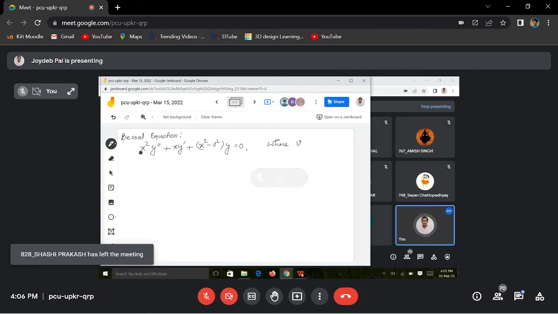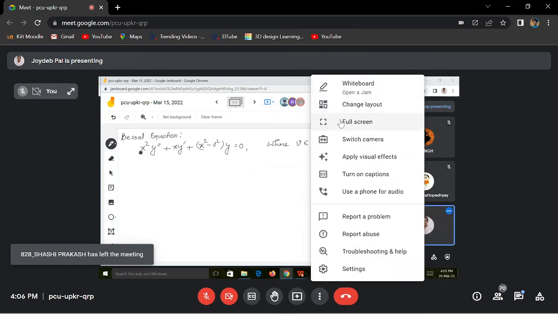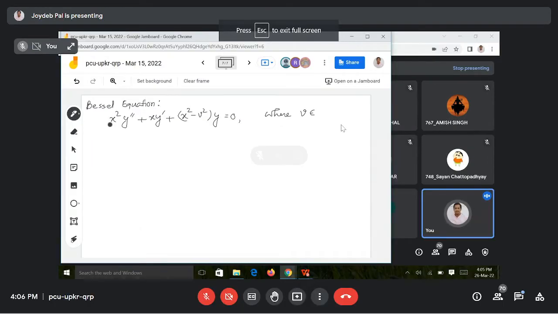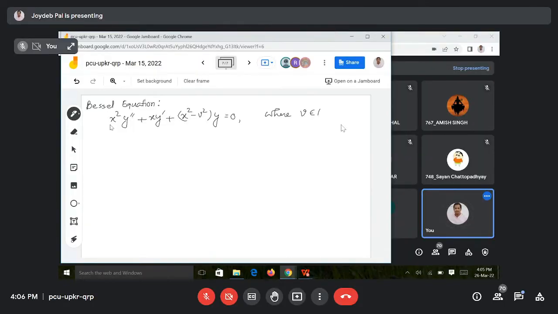that nu belongs to any positive real number. So I can write R plus union 0. It means nu is a positive real number and maybe 0. R plus means the set of all positive real numbers.